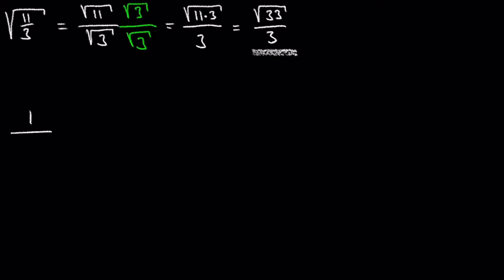1 over 2 times the square root of x. 1 multiplied by the square root of x is the square root of x. And 2 times the square root of x times the square root of x is 2x.